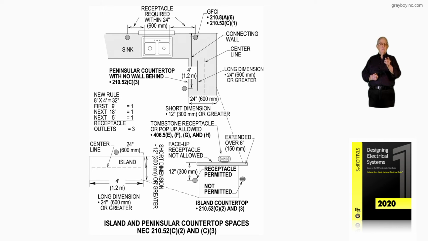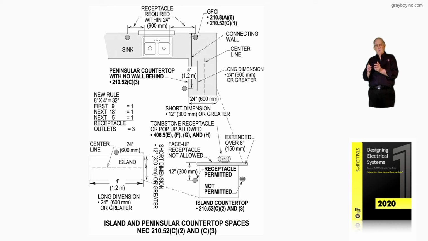And then notice if you had a center line to the left there, below the new rule, and it's 24 by 12 inches, you could have 1 receptacle, but you're still looking at that long and short dimension that is taken from the center line of the island there.